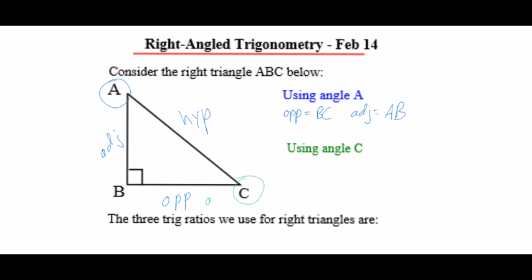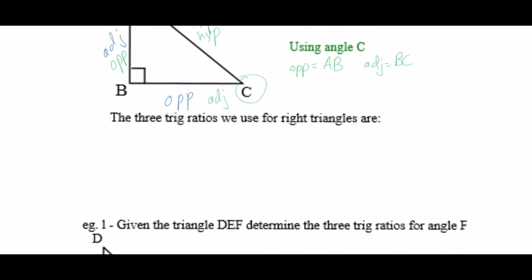So now for C, the adjacent ends up being BC and the opposite is AB and the hypotenuse ends up being AC. So using the angle C, that's what we get. Take a moment and copy.